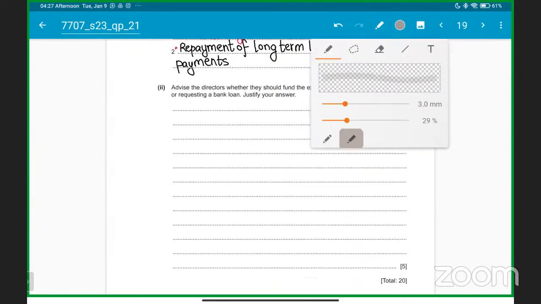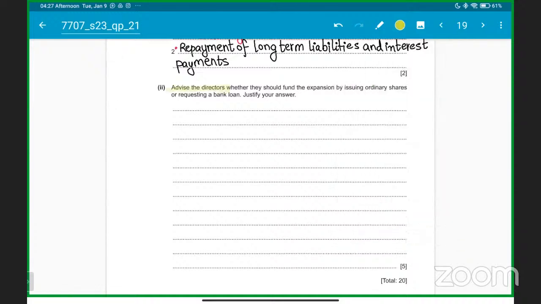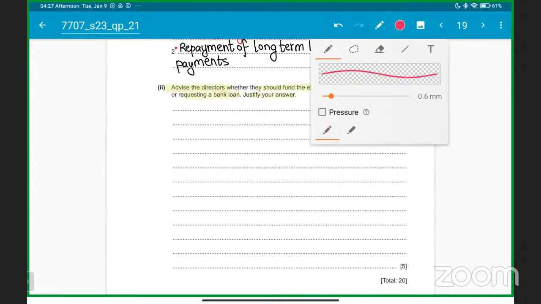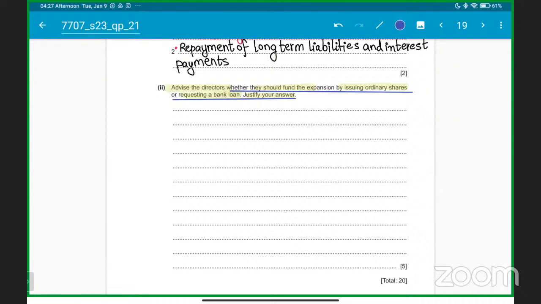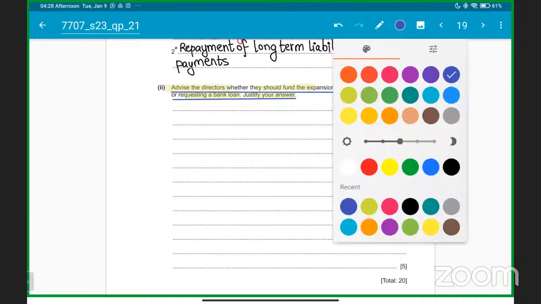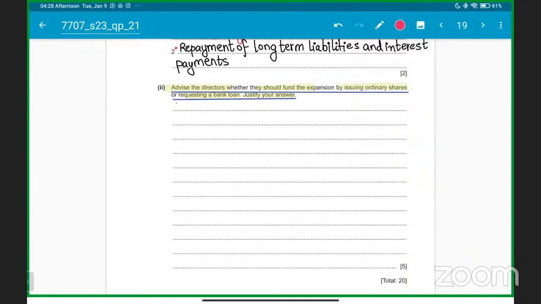And then, as always, 5 marks for advising the directors whether they should fund the expansion by issuing ordinary shares or requesting a bank loan, okay? And we have to justify our answer. So it's very simple and very clear that debentures are already taken, the bank loan is already taken. So my advice and my explanation will be that the directors should fund the expansion by ordinary share capital. This will be my decision as well, for 1 mark. The directors should fund the expansion by issuing ordinary shares.